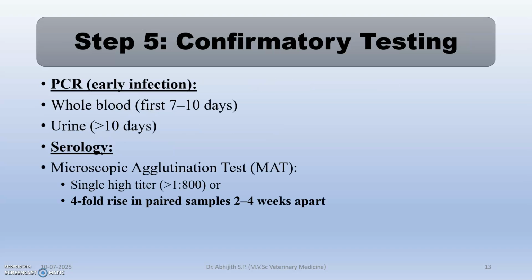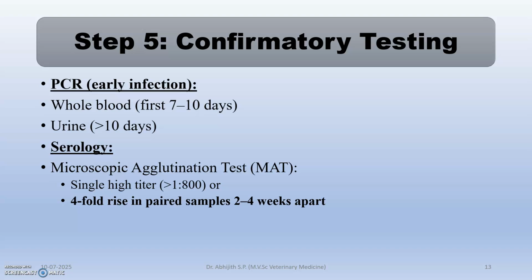In the early infection cases, that is in the first 7 to 10 days, because of the hepatic congestion and leptospiremia stage, PCR of the whole blood will be positive. In the later stage, where there is a leptospiruria stage, which can lead to AKI also, urine PCR would be much better. And the gold standard test will be the microscopic agglutination test.